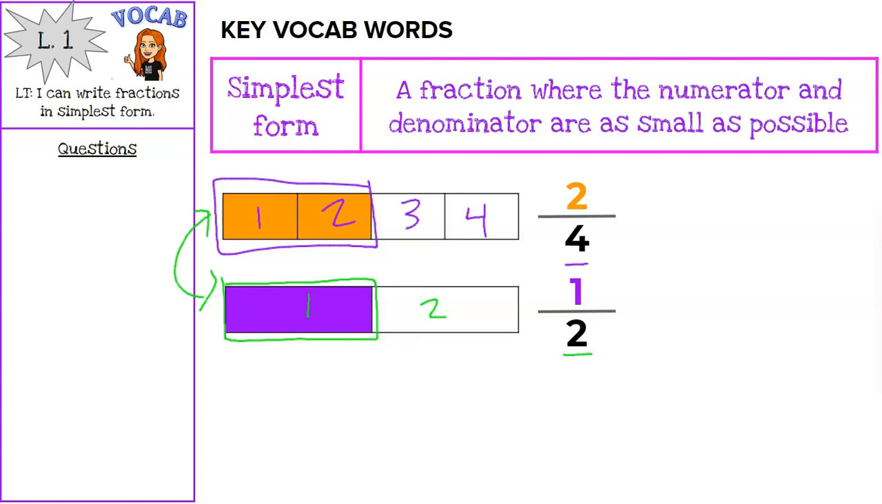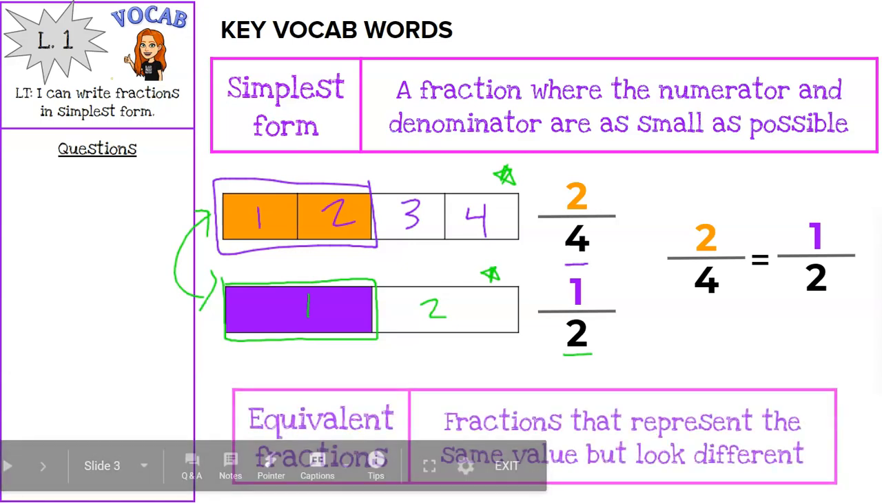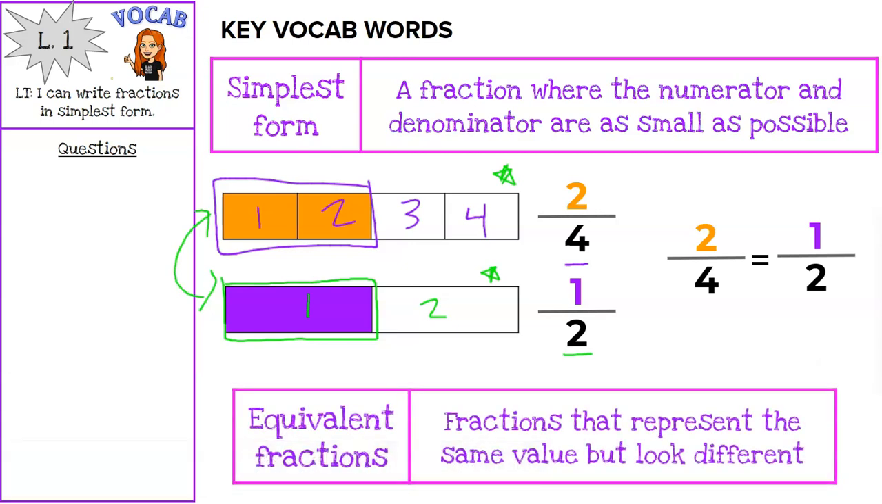So if that was a candy bar, if you got 2 out of the 4 pieces of this one, it'd be the same as getting 1 out of the 2 pieces of this one. So what we say is that 2/4 equals 1/2. These are what we call equivalent fractions. Fractions that represent the same value but look different. And 1/2 would be that simplest form because the numbers are as small as possible.